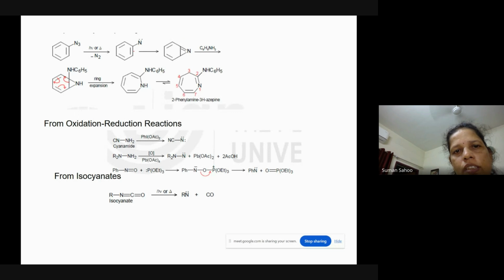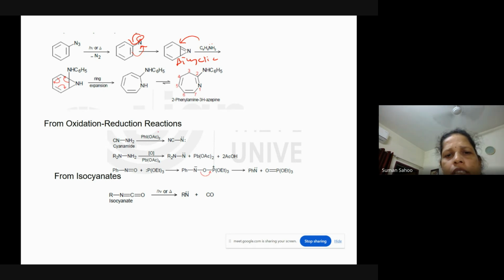So this one, it would be like this. This would first give you a bicyclic product. Now this aniline nitrogen is your nucleophilic center that will attack at this carbon, and ring expansion occurs to give you a seven-membered ring.